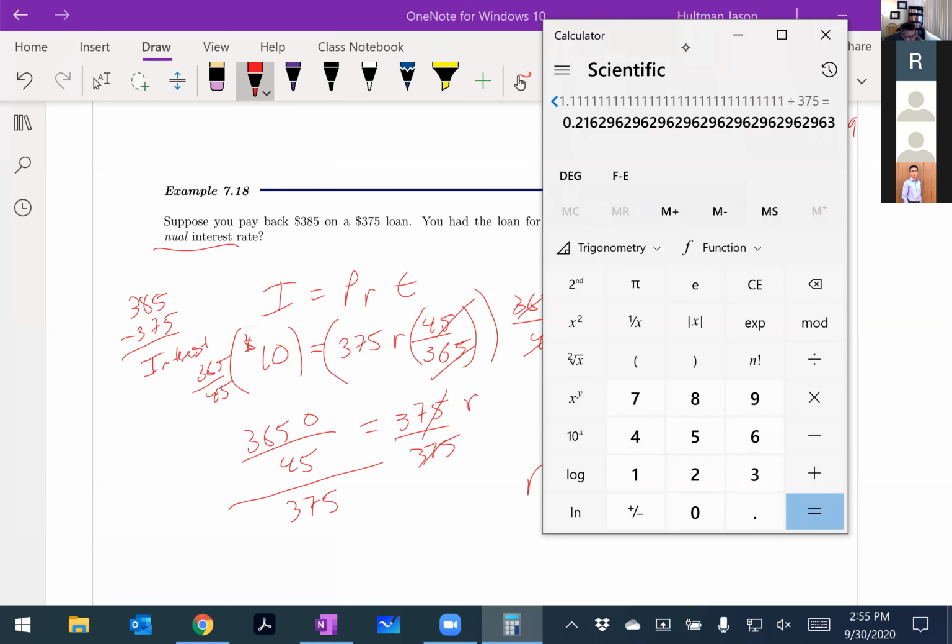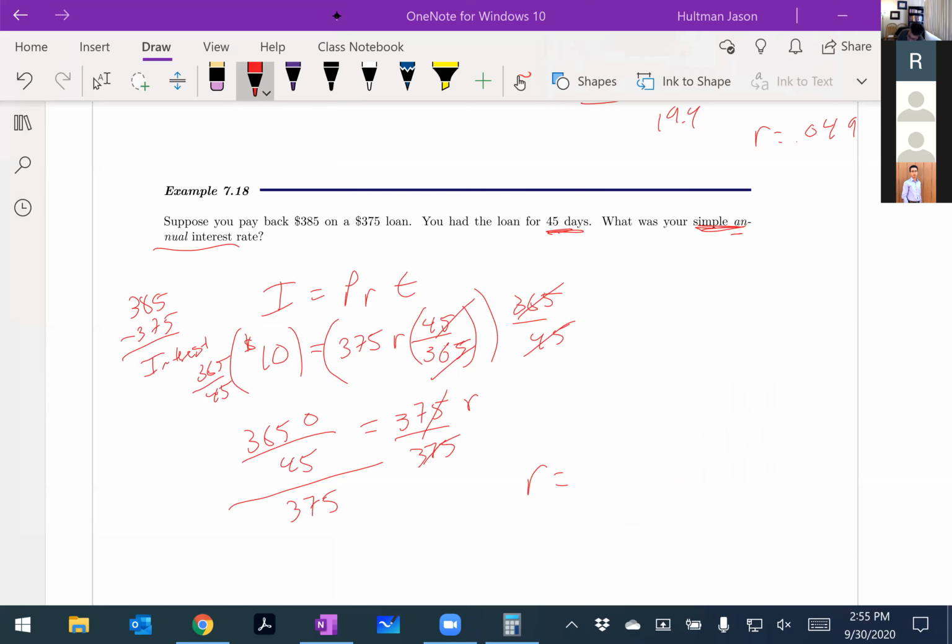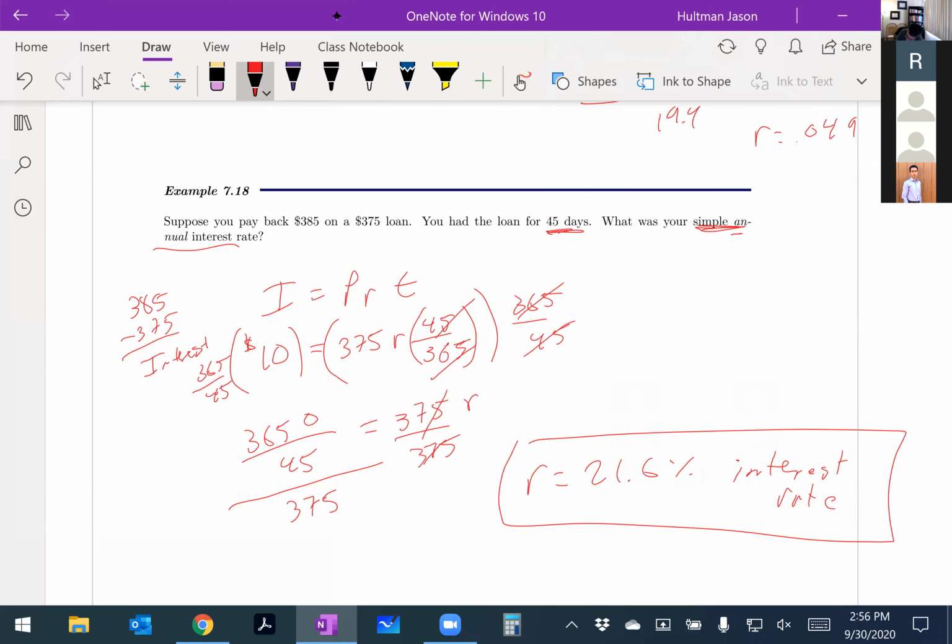That's 21.6% interest. It's like a credit card. Okay, 21.6% interest rate on that simple interest loan.